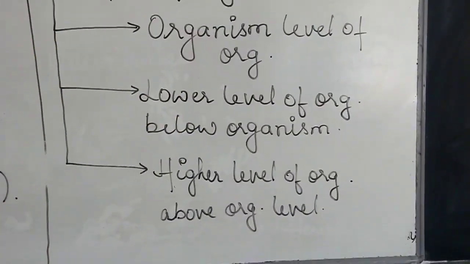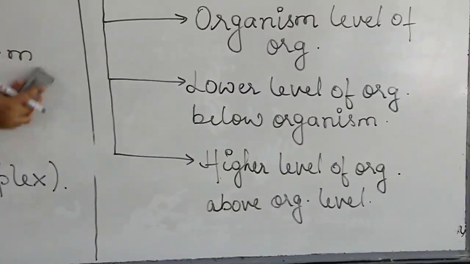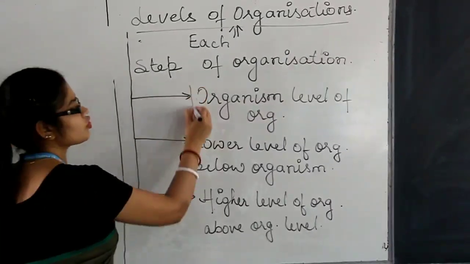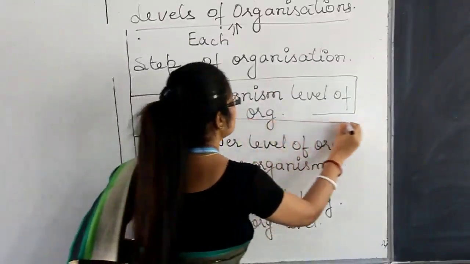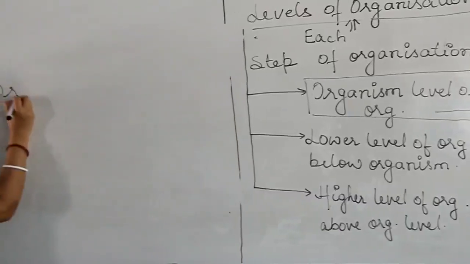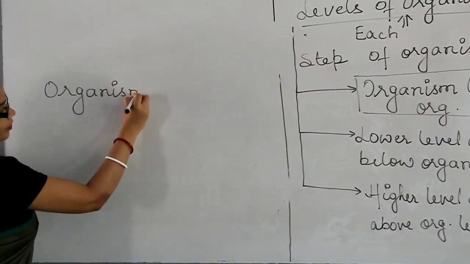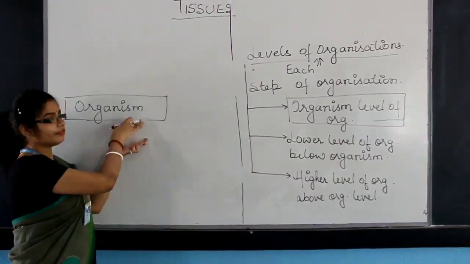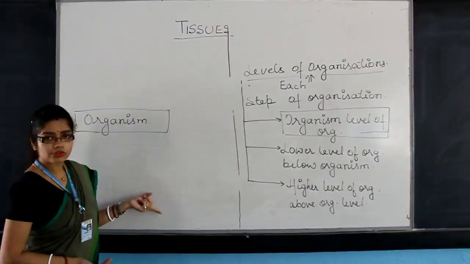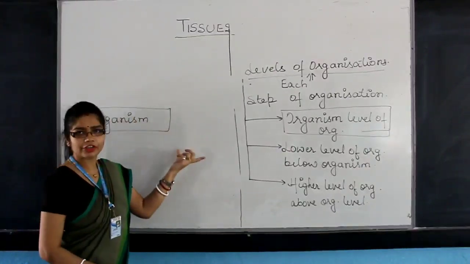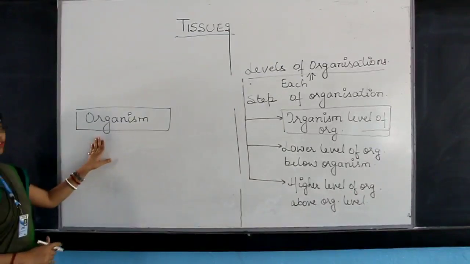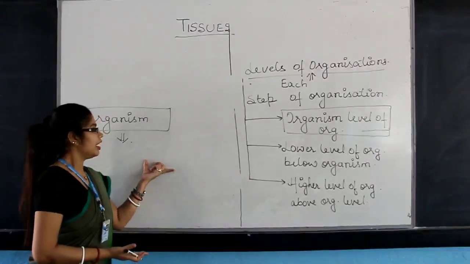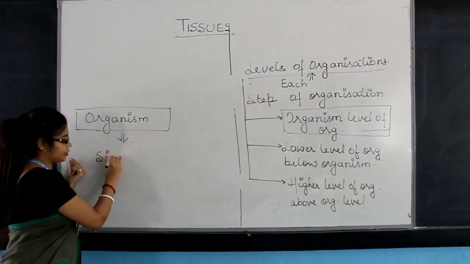Okay. So let us draw and understand the different levels of organization. Already we have discussed, first, the organism level of organization. This is our first level of organization, because if we move below, we will get the next order, and if we move above, we will get the next level of organization. In the organism level of organization, all living organisms are regarded as a single biological unit.